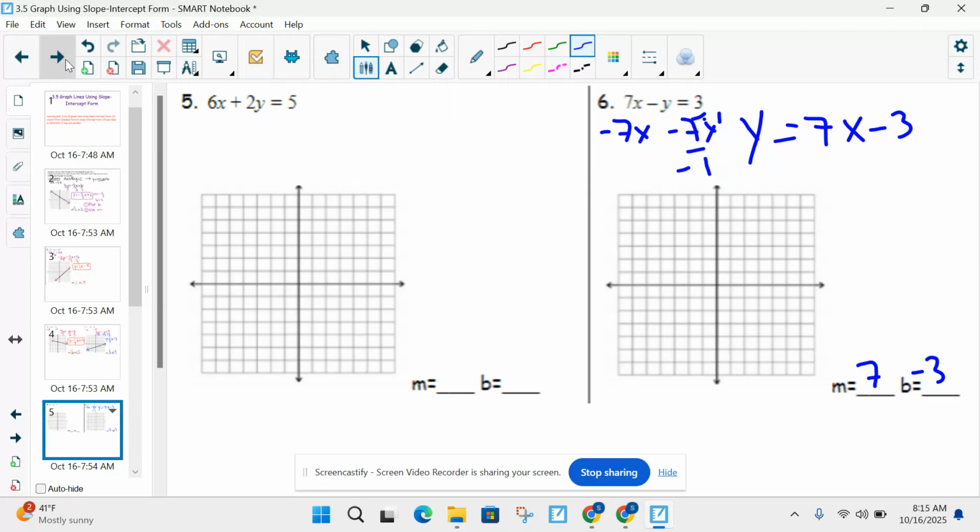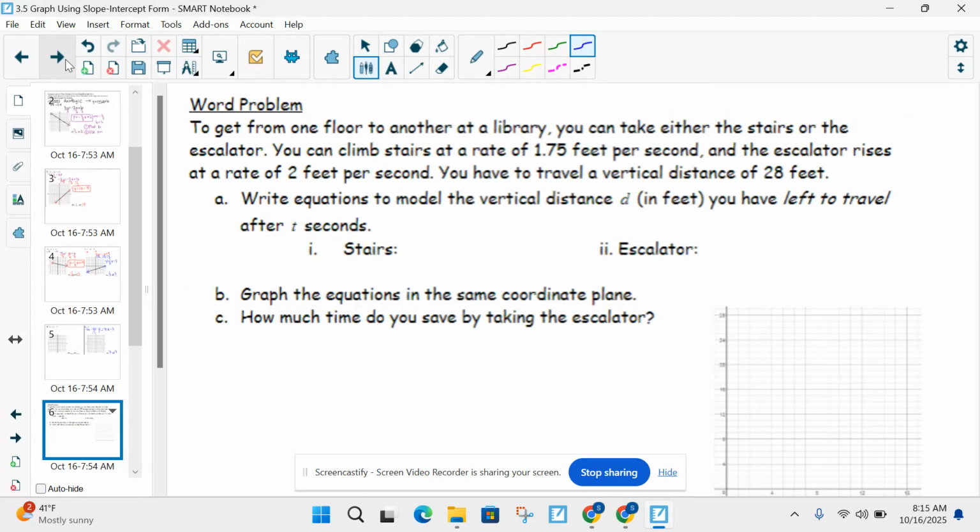All right. For the word problem, it says to get from one floor of the library to another, you can take either the stairs or the escalator. You can climb the stairs at a rate of 1.75 feet per second, and the escalator rises at a rate of 2 feet per second. So since those are your rates, that's the slope for each equation. You have to travel a vertical distance of 28 feet.